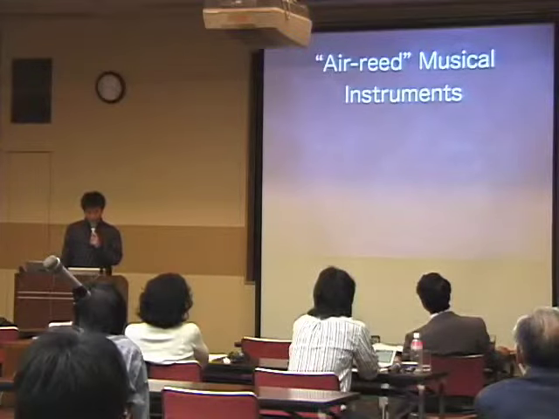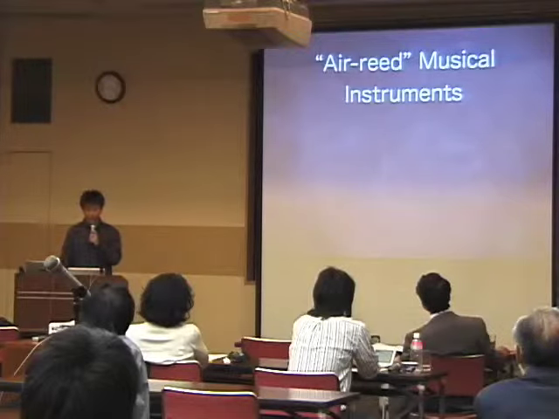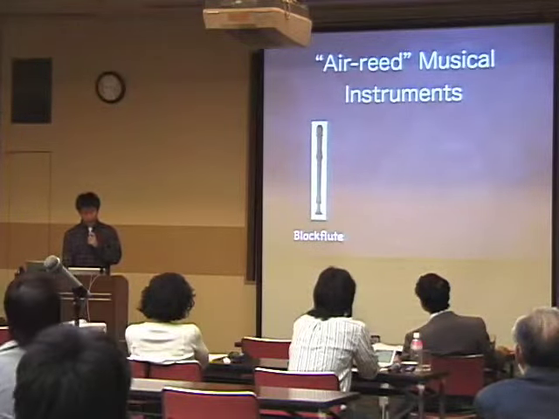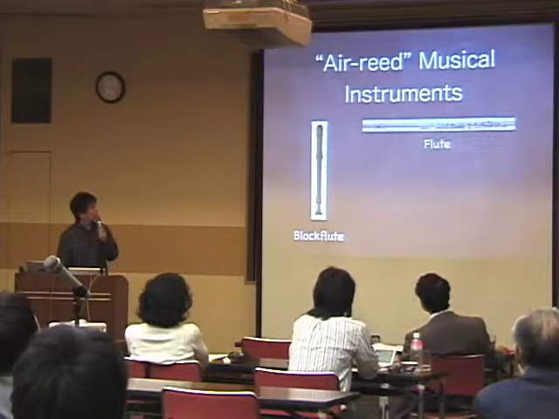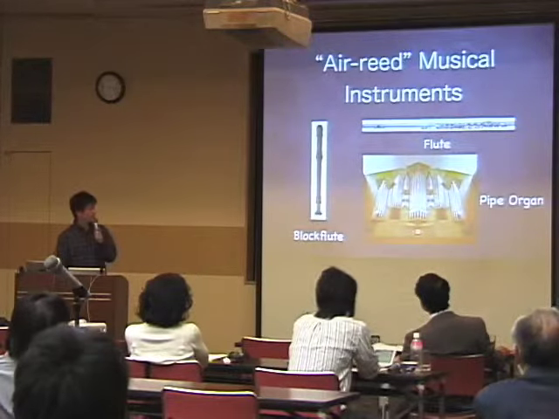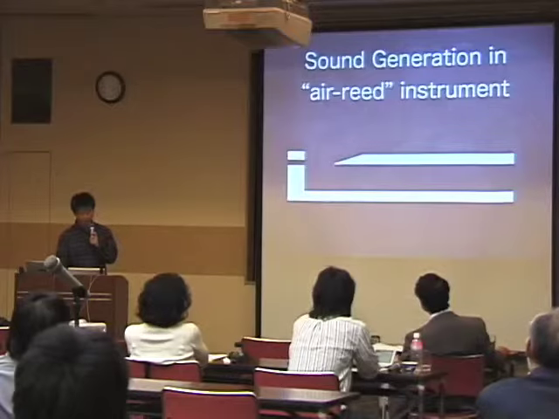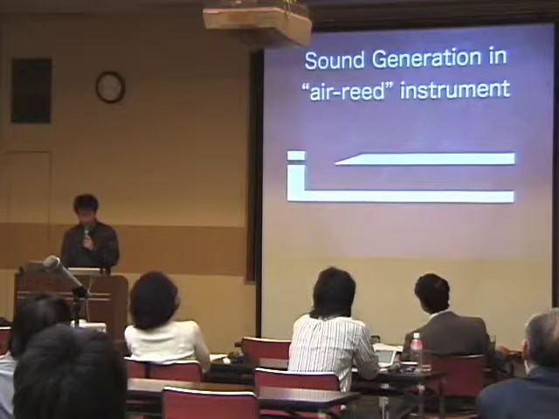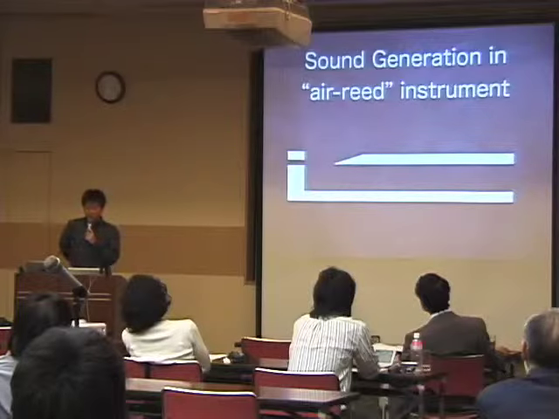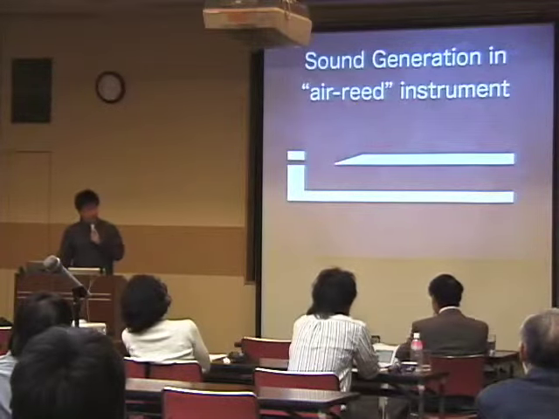As the last example, we introduce the mechanism of sound generation in air-reed musical instruments. Air-reed musical instruments are, for example, the block flute, also known as the recorder, and the flute, and some stops of the pipe organ, and so on. According to the book The Physics of Musical Instruments, written by Fletcher, our knowledge of the physics of air-reed instruments is summarized in this slide.